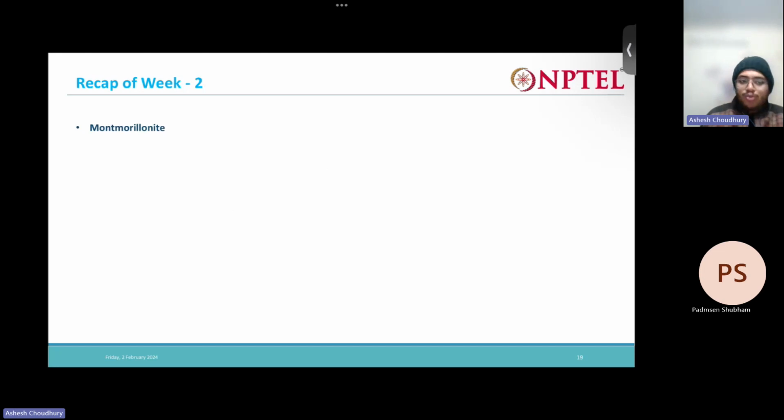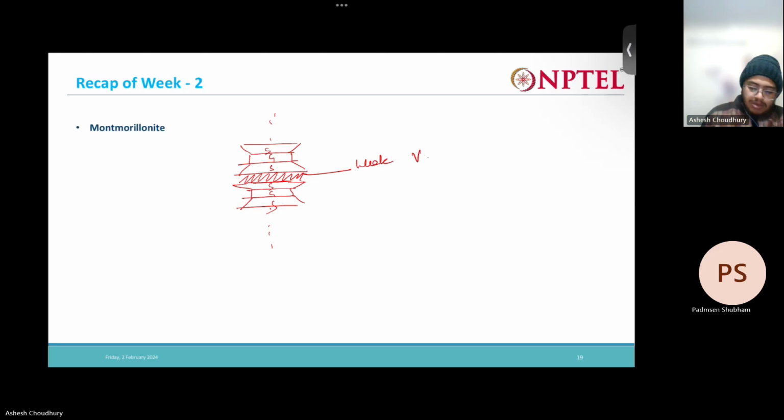Now another mineral is montmorillonite. What is montmorillonite? There's a different arrangement. Here we have silica, then gypsite, then again silica. Silica, gypsite, silica, and like this it continues. Here the bonding is very weak, a van der Waals bond. The bonding between the sheets is very weak.